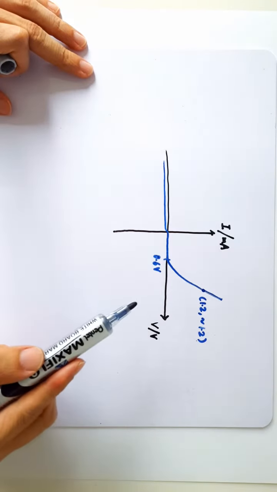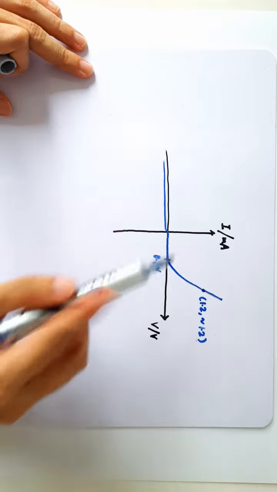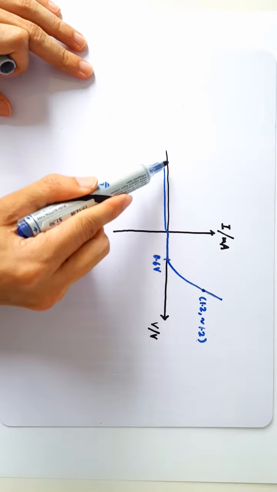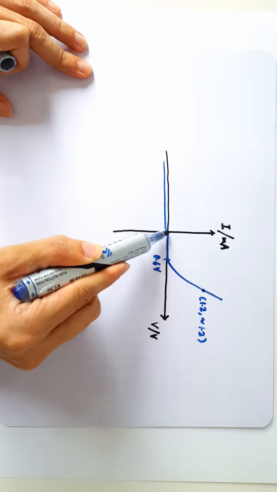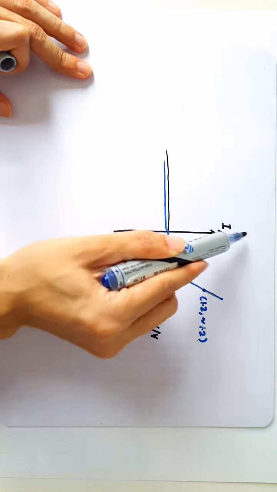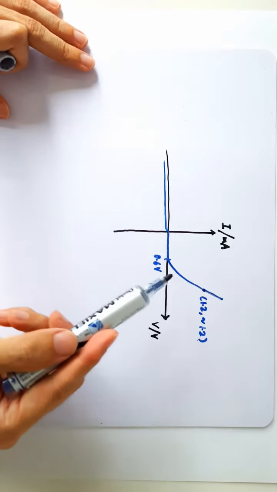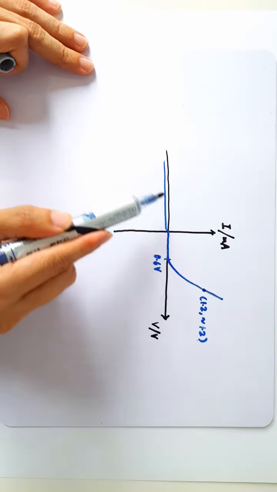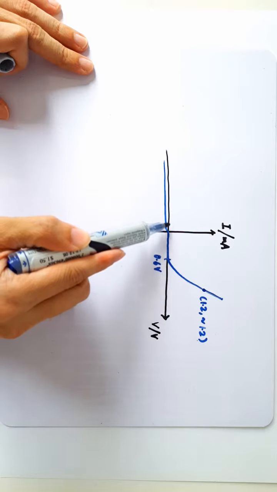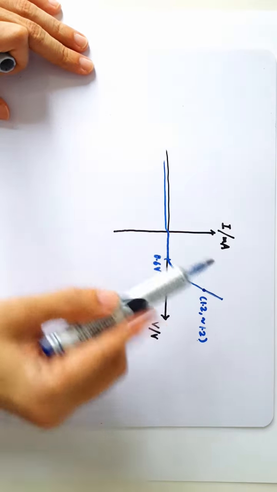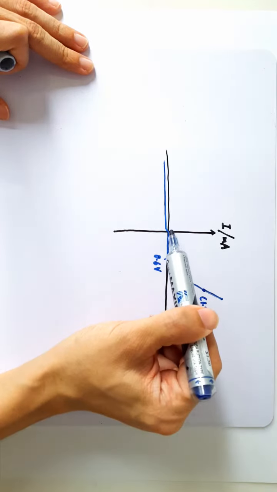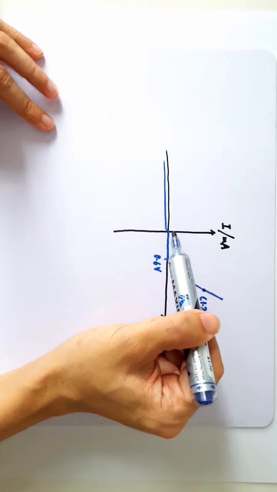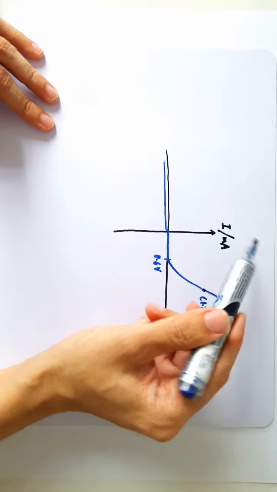Okay, if this is an ideal diode, then its IV characteristic curve would have looked like this: a perfect horizontal line here, and then a perfect vertical line here. What this means is an ideal diode under reverse bias will have zero current flowing through it, but the tiniest forward bias applied to it will result in the diode turning on and having a resistance of 0.